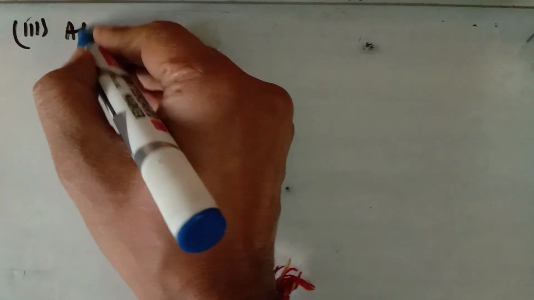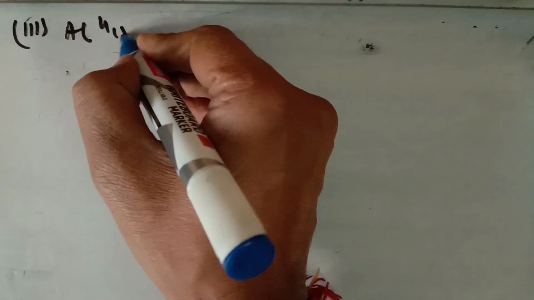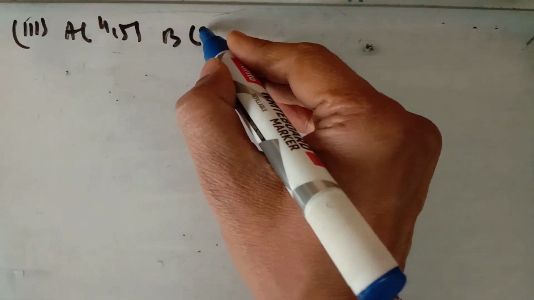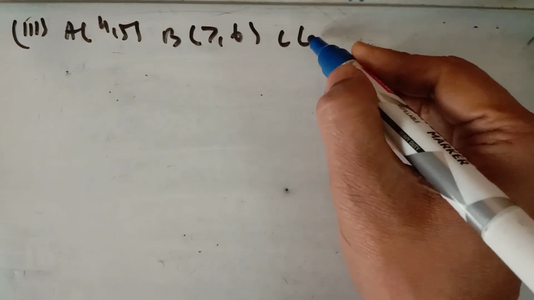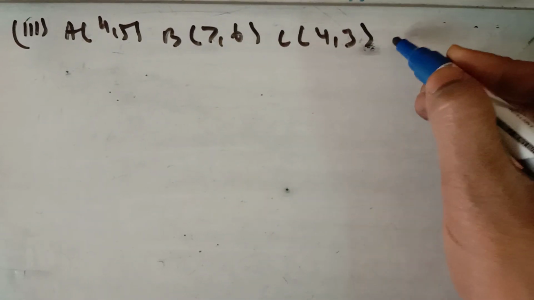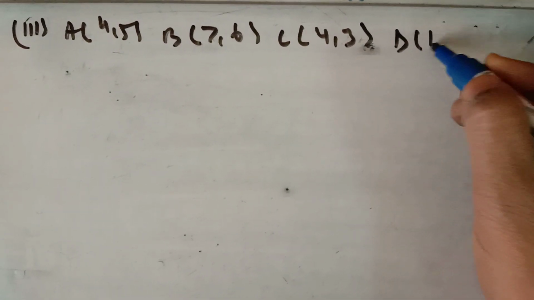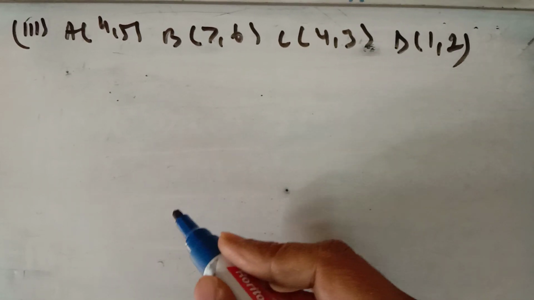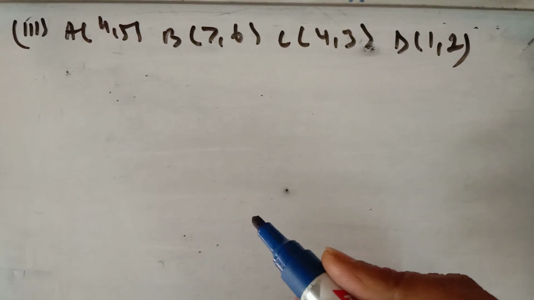What are the coordinates given? The first coordinate is 4, 5. The second coordinate is 7, 6. The third coordinate is 4, 3. The next coordinate D is 1, 2. And you have to find which type of quadrilateral it is.